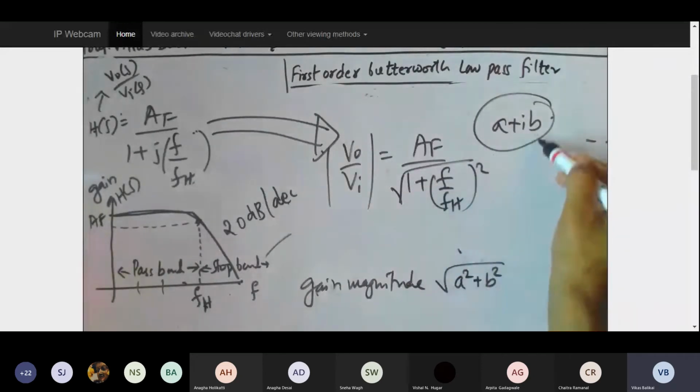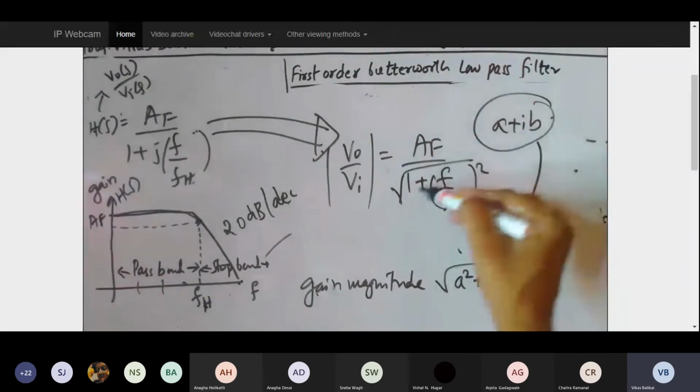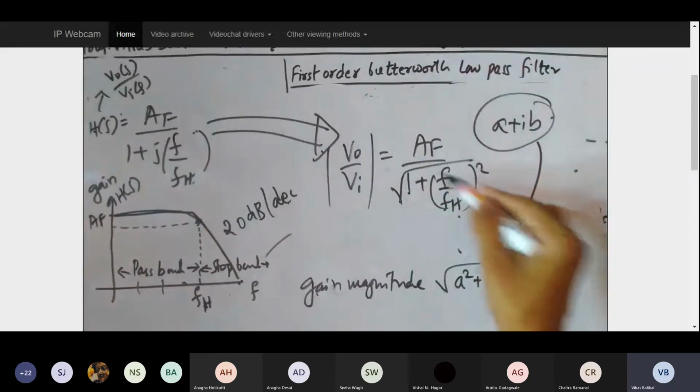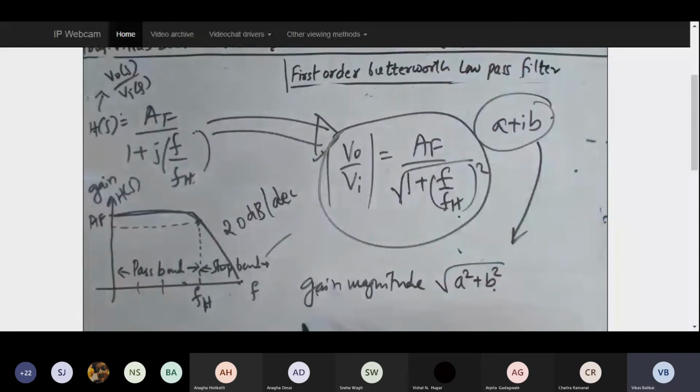So if I want to represent it in the magnitude form, I am going to represent it as the square root of A square plus B square, where A is 1 and B is F by Fh. So I am going to represent it in terms of gain magnitude as this. And if I want to represent the phase angle as phi, it is given by minus tan inverse of F divided by Fh. So that will be the phase angle at which the filter is going to behave in terms of angle deviation.